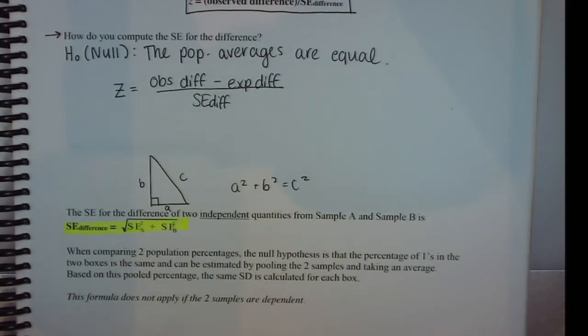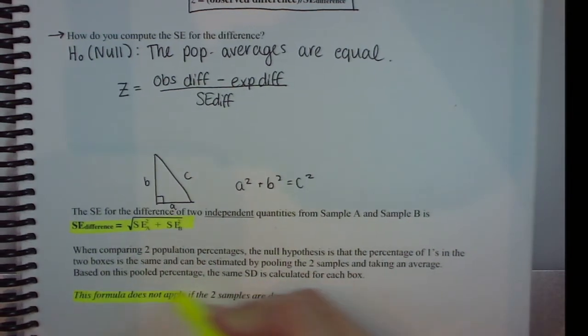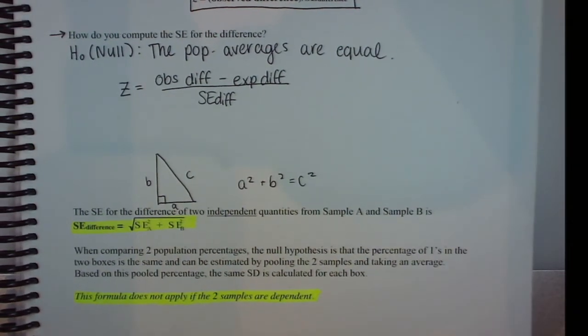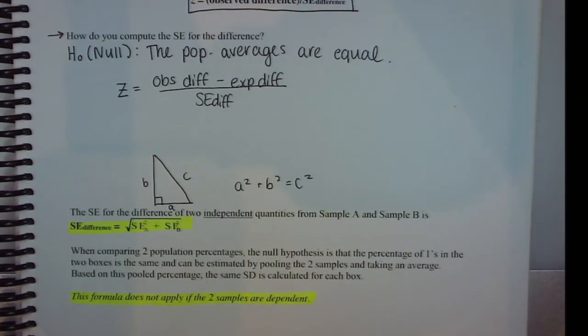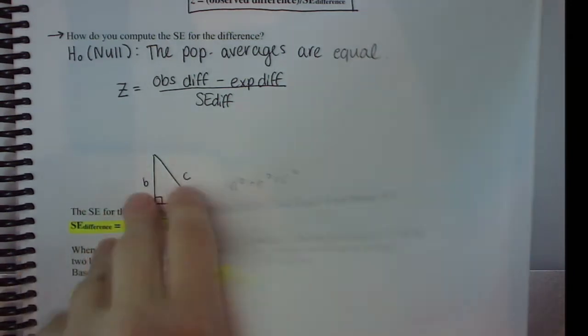It does say the formula doesn't work if the two samples are dependent, but that isn't super relevant for us because we're not going to do any examples where that is the case. That's usually not the case, but disclaimer, so we decided to put it in the book. Okay, let's do our first example. So back to hypothesis testing. This will be a good review from over break.